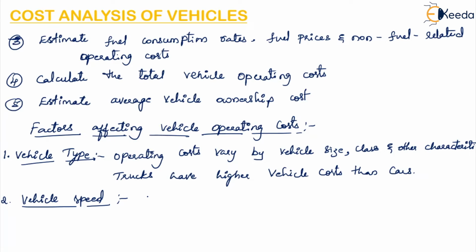So operating cost decreases with increased speed to a certain point, and then it will begin to increase with the increasing speed. So this is an important factor.